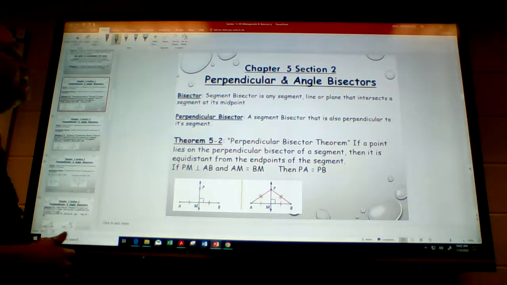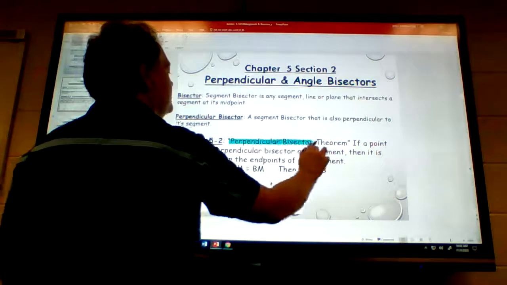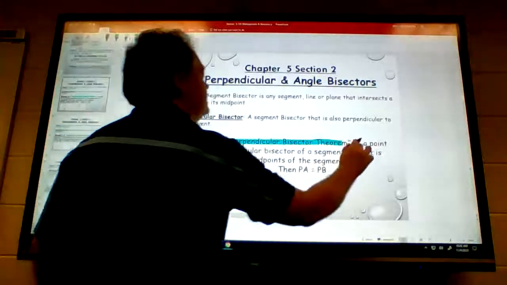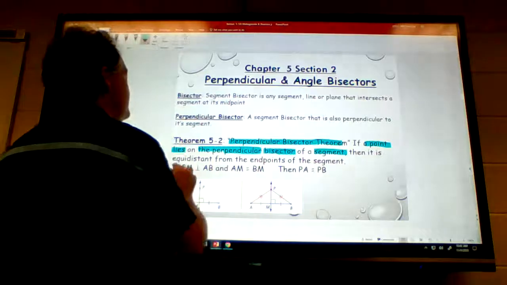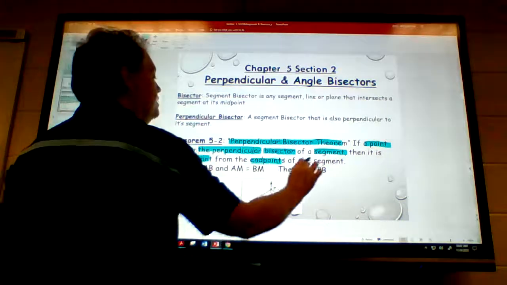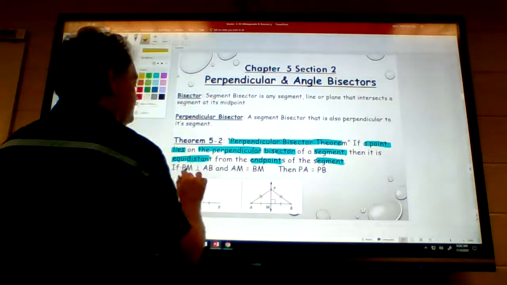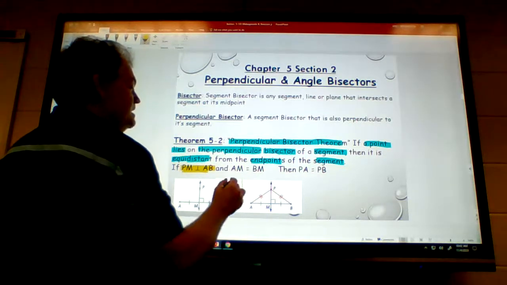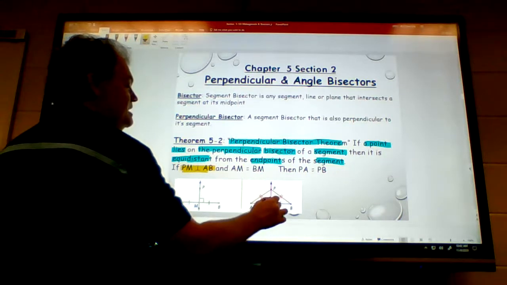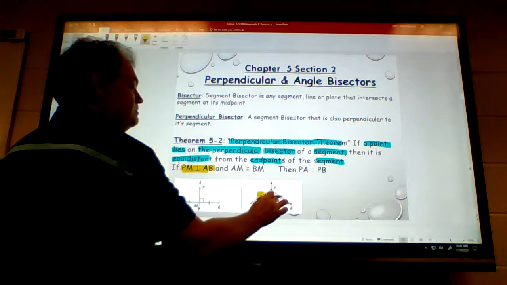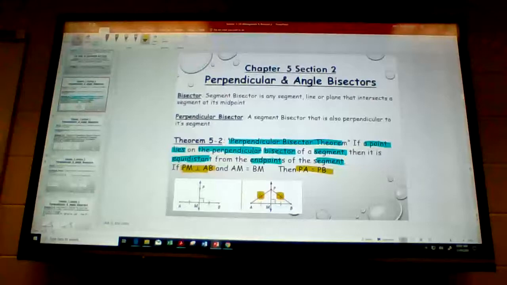Okay. Now, here's what you need to know from this. If a point lies on the perpendicular bisector of a segment, then it is equidistant from the endpoints of the segment. So in other words, if PM is congruent to AB, then that means that AM and BM are congruent, but also so are PA and PB. So that means those are equidistant. All right.